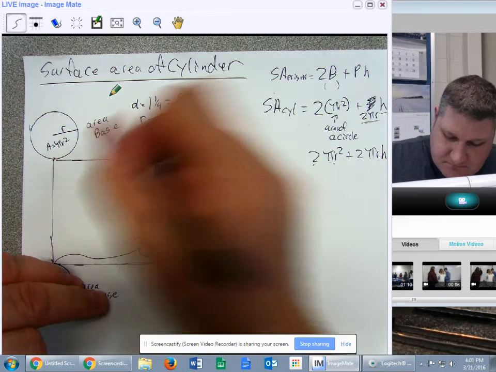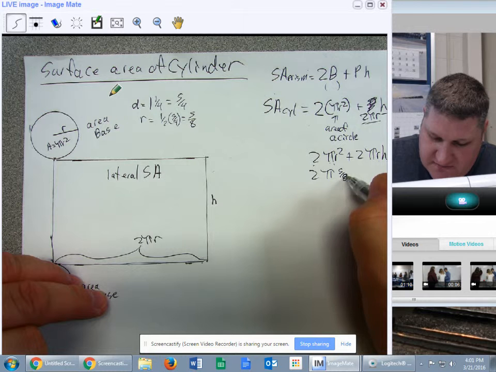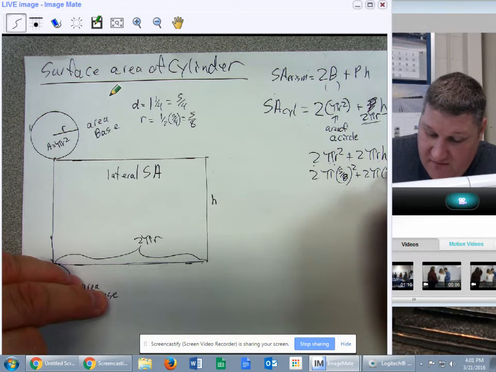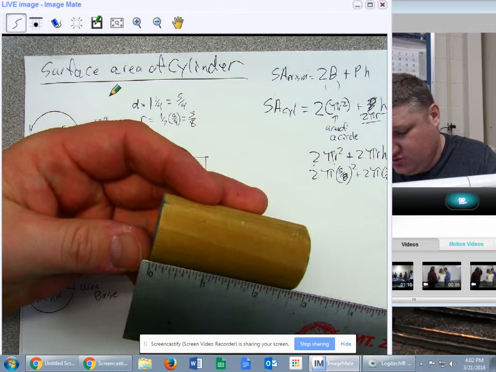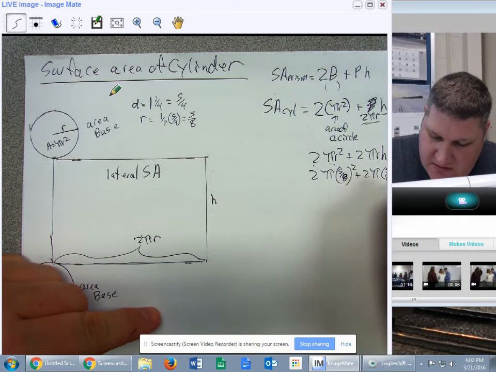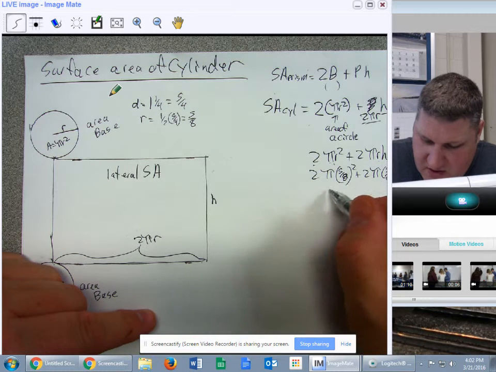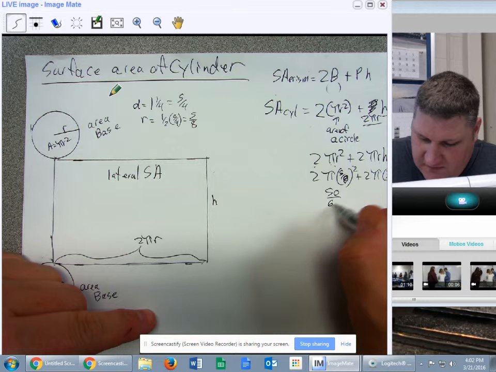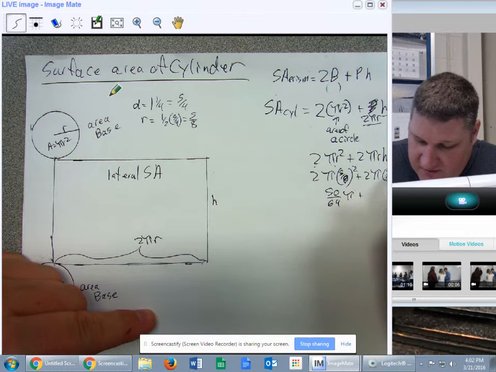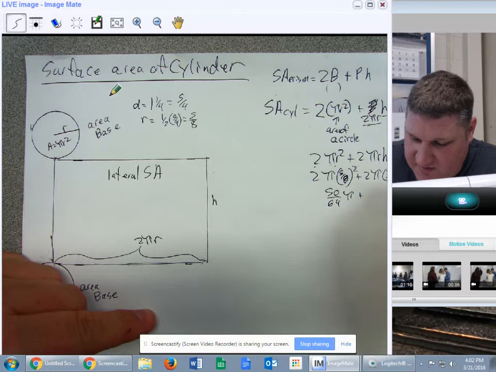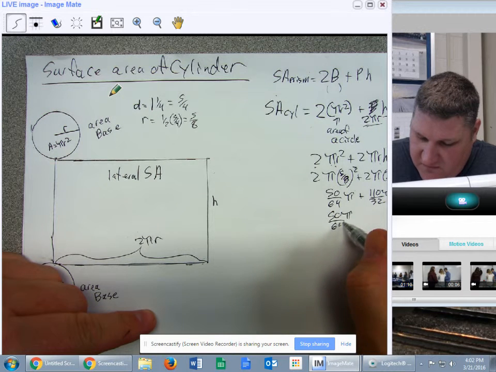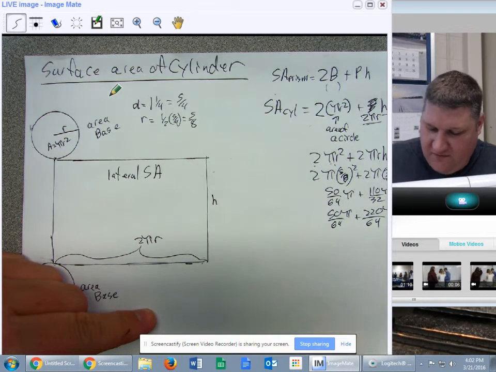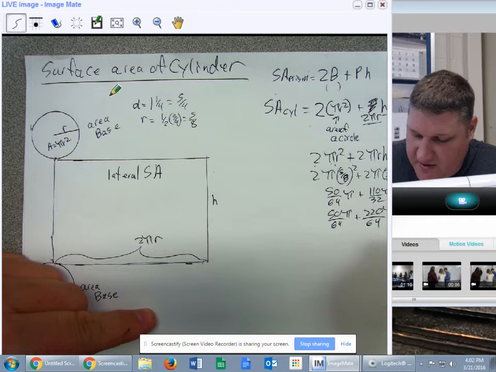Okay, so I can say 2 pi (5/8) squared plus 2 pi (5/8) times, now I need a height. So let's find a height here. Height would be 2 3/4. Looks like 2 3/4. Now, folks, there are fractions in here. You can handle the fractions. So this would be 25/64 times 2 would be 50/64 pi. Plus, I have 2 times 5/8 times 2 3/4, that's going to be 11/4. So I have 110 pi over 32. So I have 50 pi over 64 plus 220 pi over 64 if I get common denominators, and I get 270 pi over 64.